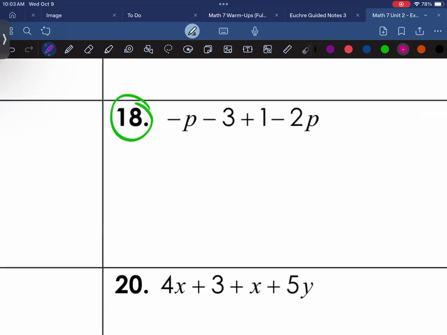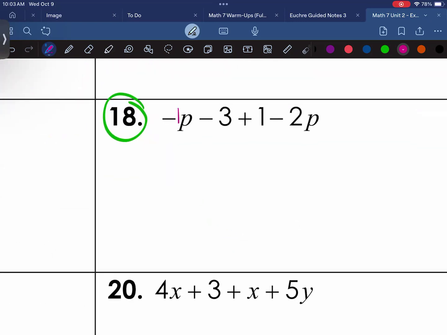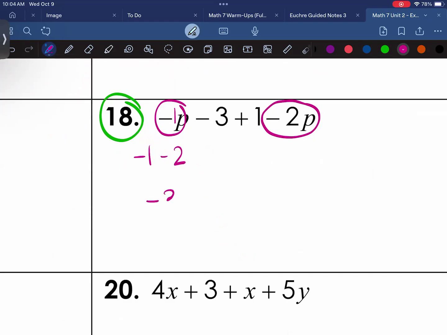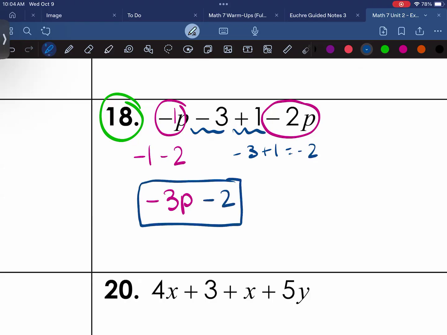Number 18, I've got -1p minus 2p. So -1 minus 2, that would be -3. Don't forget the p. My constants, -3 plus 1. -3 plus 1 equals -2, so minus 2 here. So see how it was a -2, so I bring that negative sign with me as a minus sign. Remember, they're the same thing pretty much. If it was a +2, I would write +2 at the end of my expression.